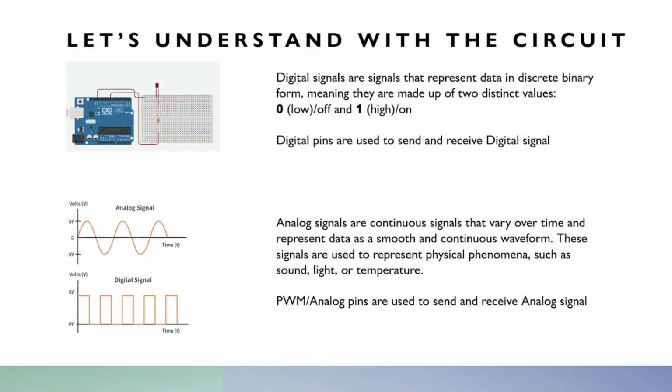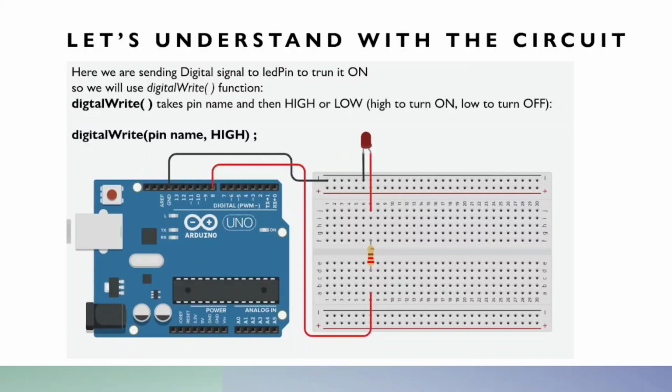So pin number 8 is connected to a digital pin. Obviously, then we will send the digital signal. To send the digital signal, we will use the digitalWrite function. The digitalWrite function takes the pin name and HIGH or LOW. HIGH means turn on and LOW means turn off. So right now we want to turn on this LED. We will digitalWrite, give it the variable name, and then write HIGH to turn it on.